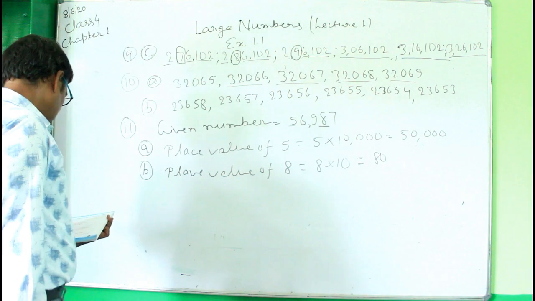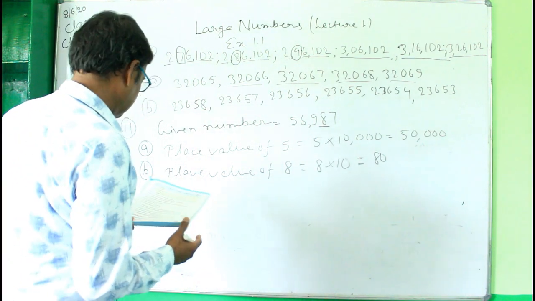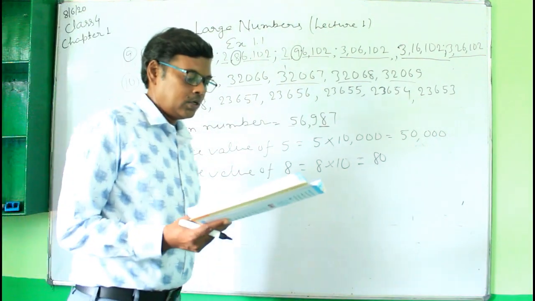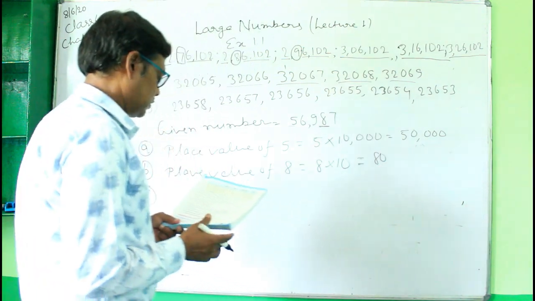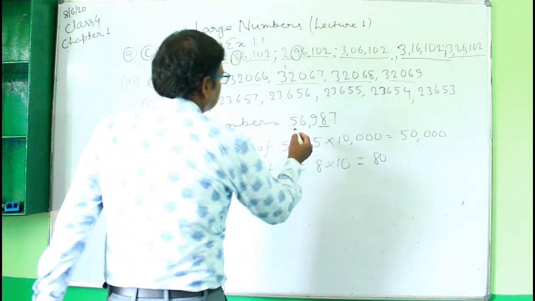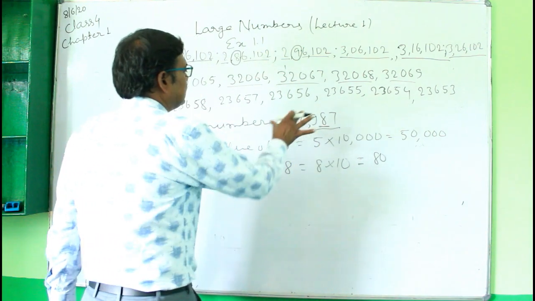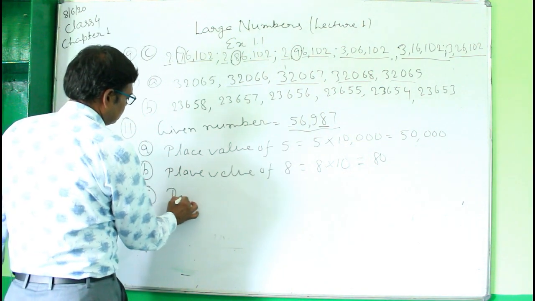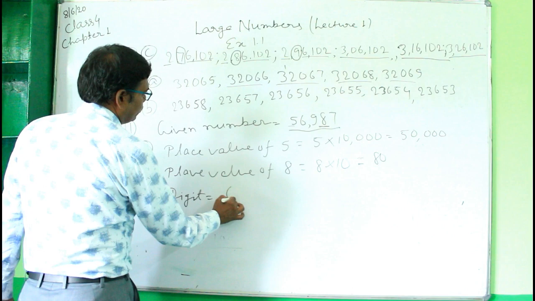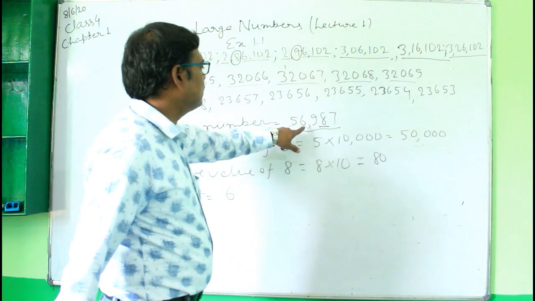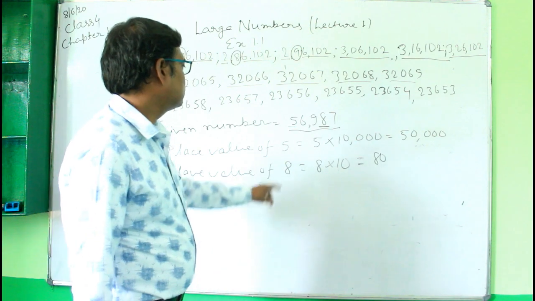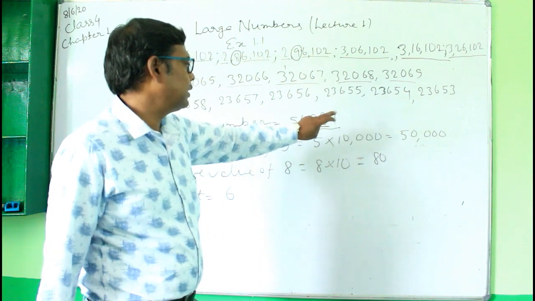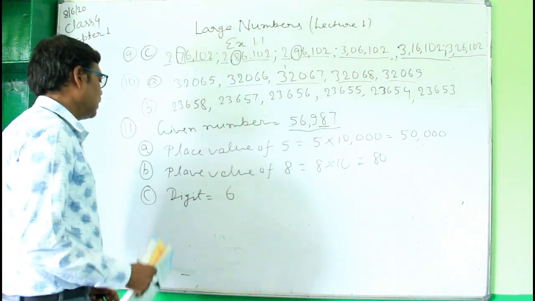And the last one is, write the digit whose place value is 6000. Now this is another question here. In this number, which digit has the place value 6000? So here the digit is 6, because 6 is at the thousands place. So 6 has the place value 6000 in this number. So this is the answer.